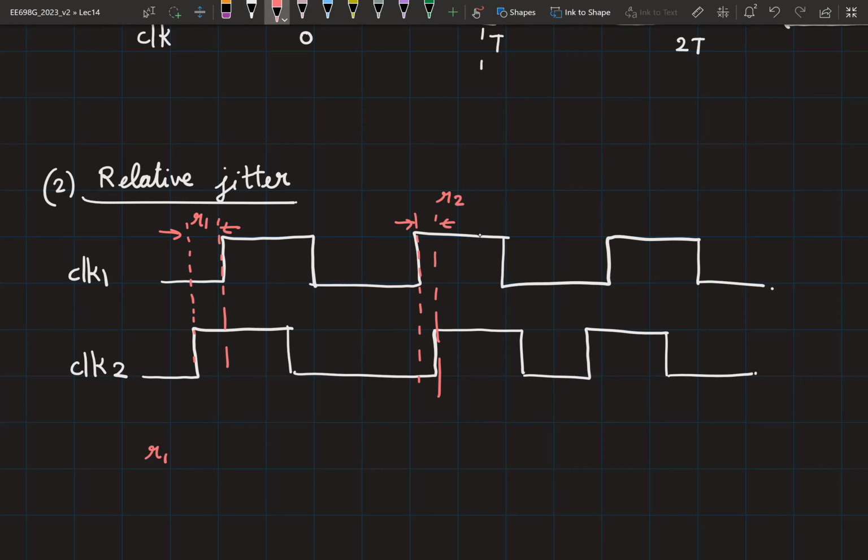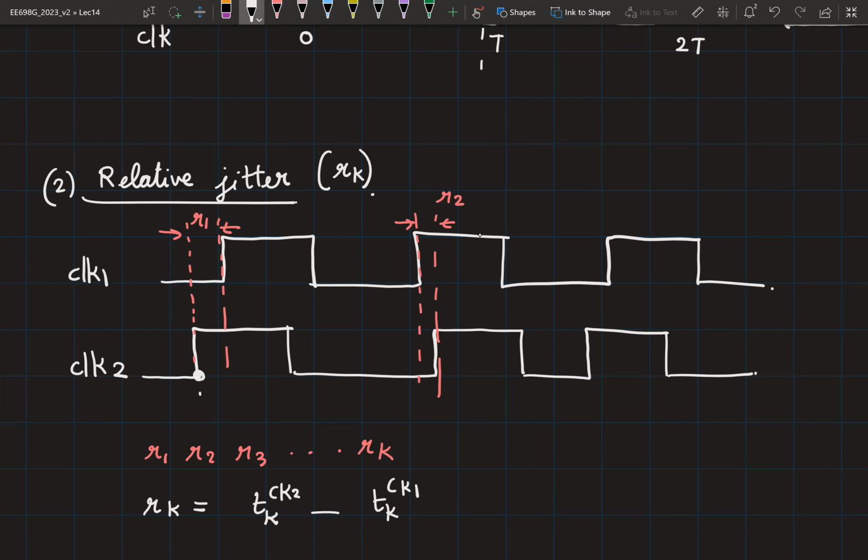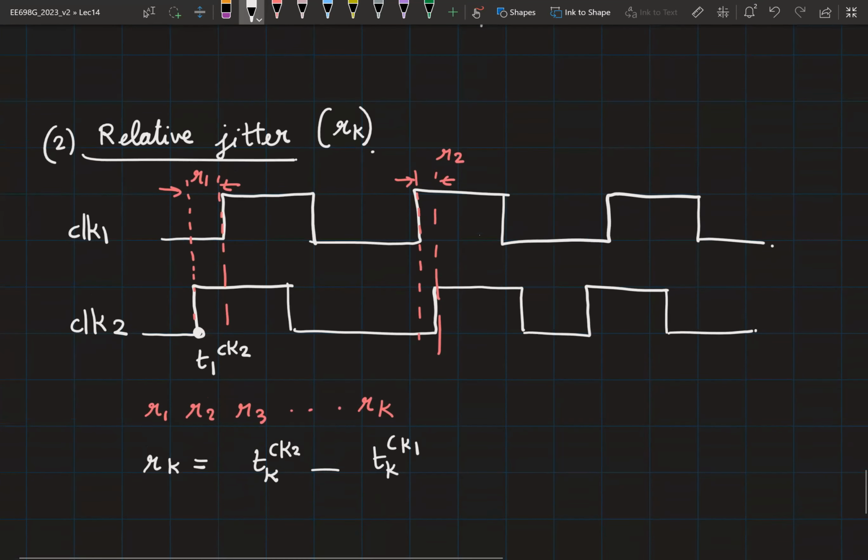So now I have a sequence. Again, this is discrete time, and it is a random sequence of R1, R2, R3, etc. with the kth term being RK. So we'll represent the relative jitter using RK. And the kth term is given by TK of clock 2 minus TK of clock 1, so this will be T1 of clock 2 minus T1 of clock 1. Right? TK represents the absolute time instant at which the clock edges are happening.